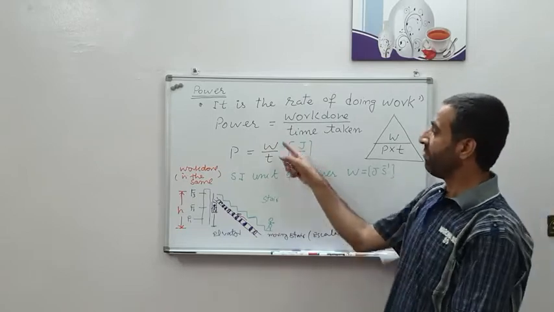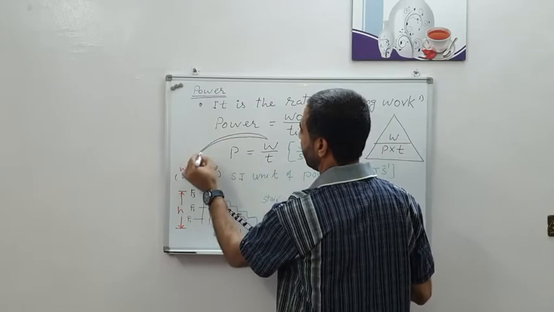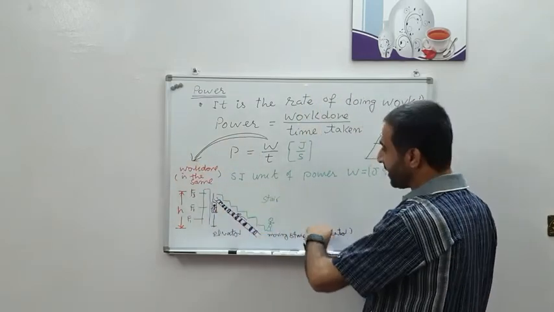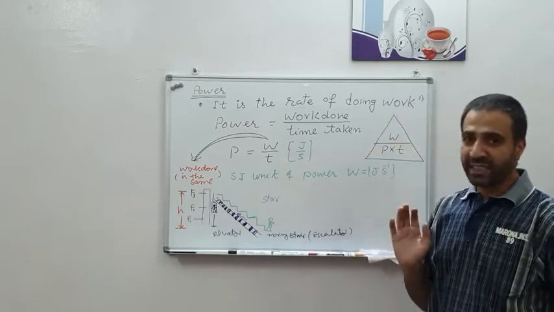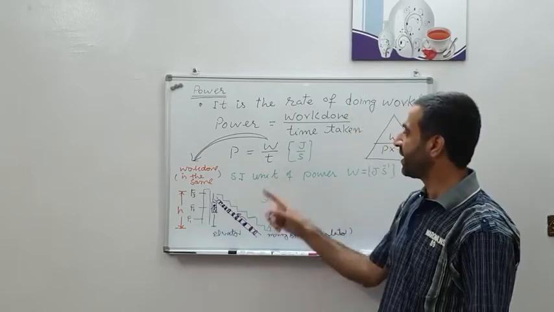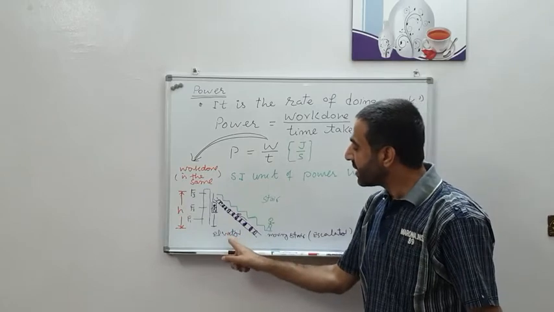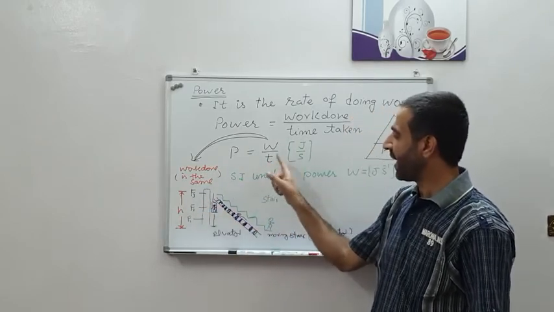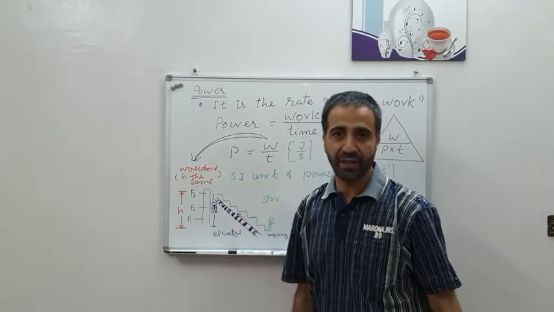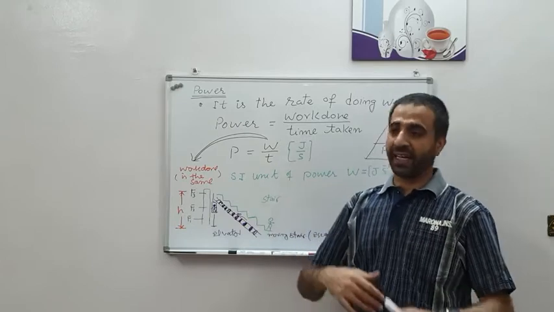Now let us see. Work done is the same in all the cases. So if work done is the same, which quantity makes the power greater? That is time. The elevator does the same work in less time than the moving stair and you yourself. So this makes the elevator have a greater power.